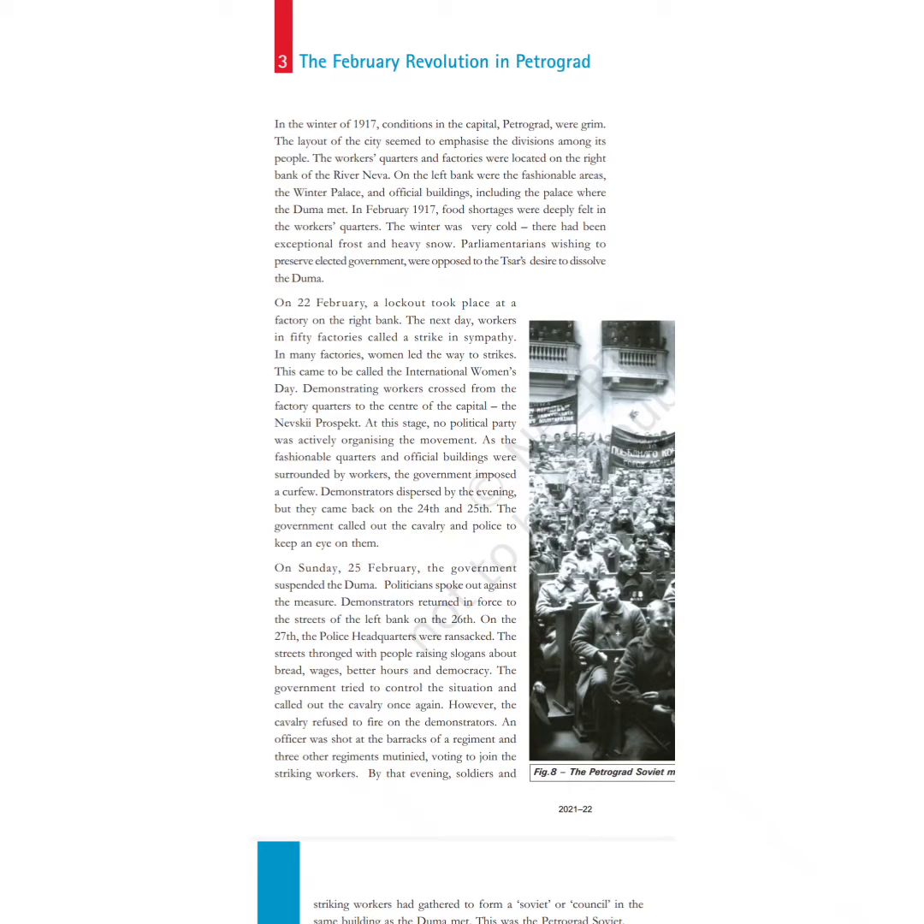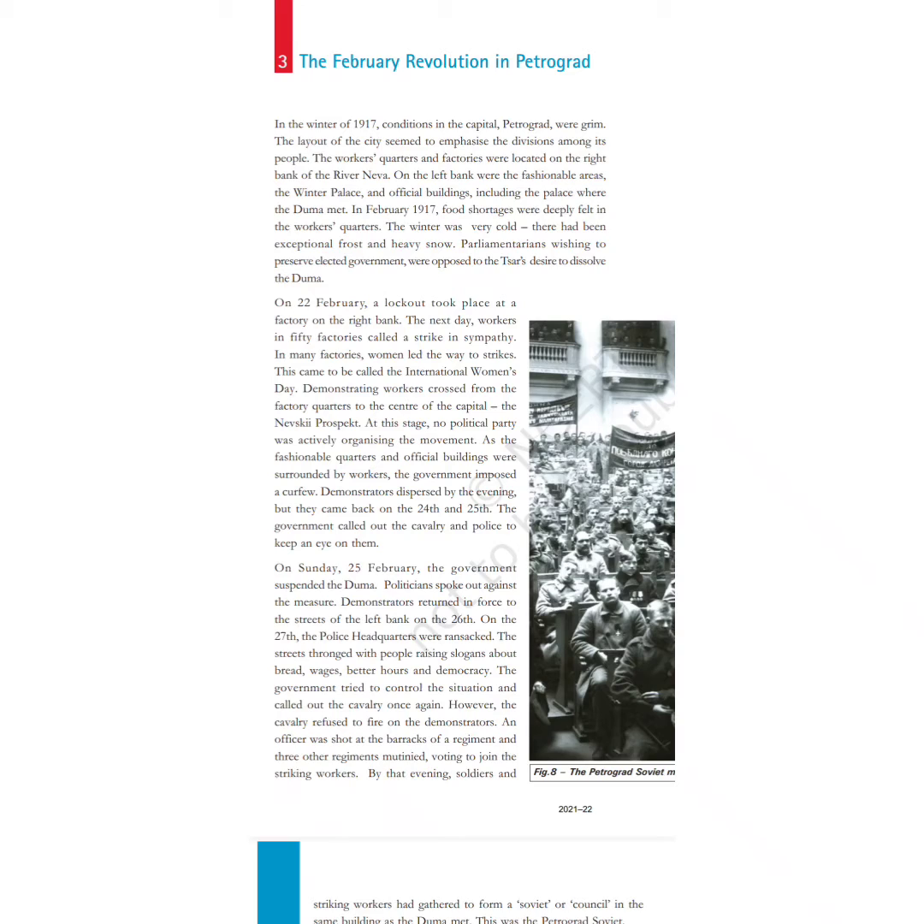Okay, now demonstrating workers crossed from the factory quarters to the center of the capital. So the group of workers, or you can say the demonstrating workers, crossed from the factory quarters to the center of the capital. Now, at this stage, no political party was actively organizing this movement. So the strike was not organized by any political party. And as the fashionable quarters and official buildings were surrounded by the workers, the government imposed a curfew.